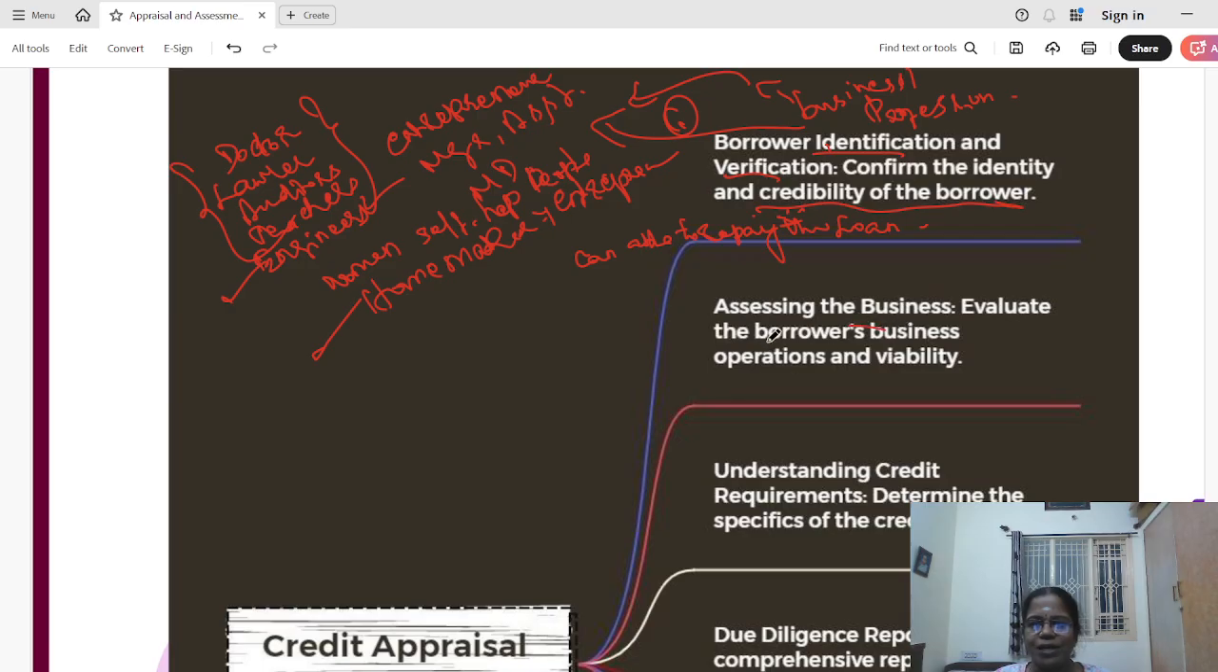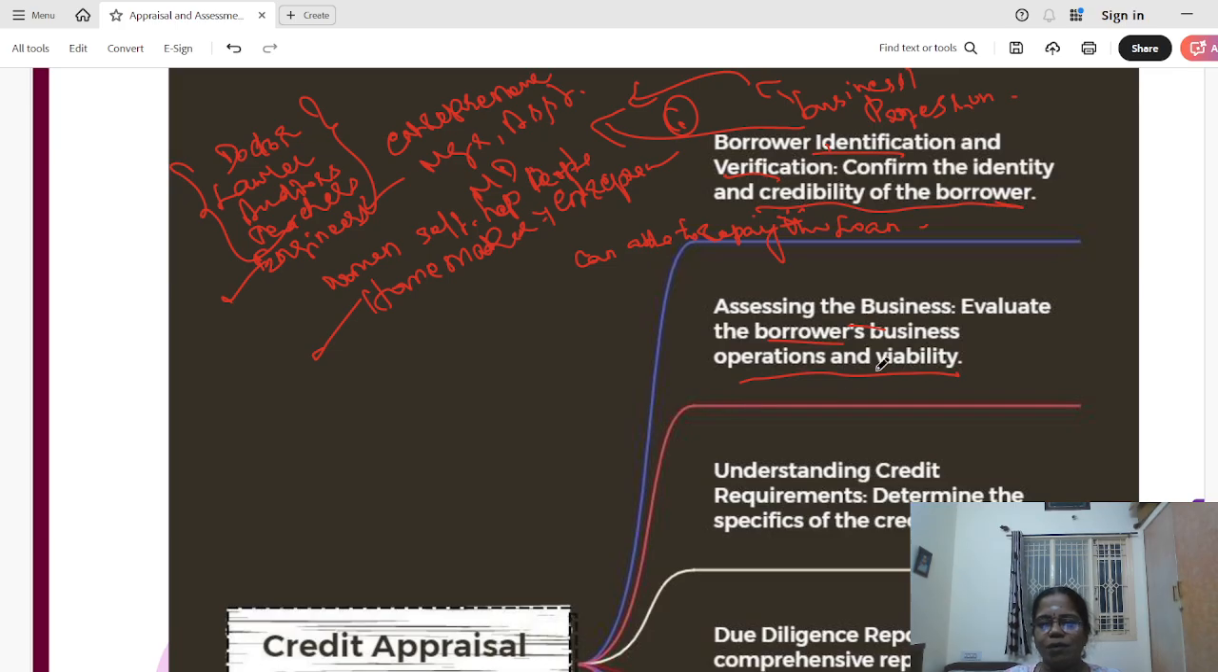Assessing the business: evaluate the borrower's business operations and viability. How is that business going on? Does it attract the market? Have they satisfied their customers? If they have, what is the volume of customers available for that particular product? What is the suppliers' mindset about that business? They have to think over all the stakeholders of a business, and evaluate the borrower's business operations and viability.